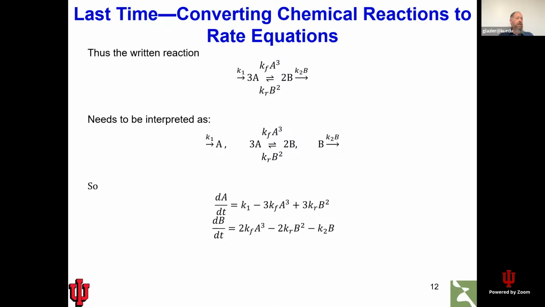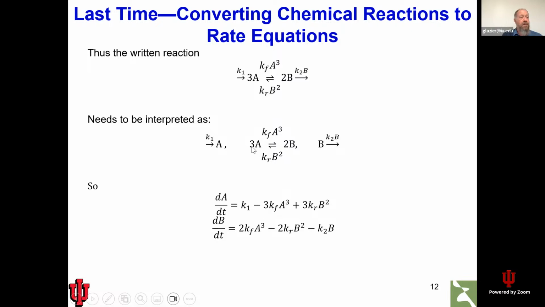And so in that example here, when I split them up, I can write the chemical reactions immediately. The key thing to notice here is what I just said, which is that this number 3 for A shows up as the rate is KF A cubed. Because there's a 3 in front of the A, I lose 3 molecules of A.